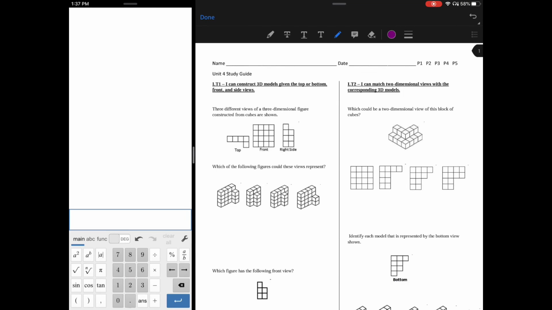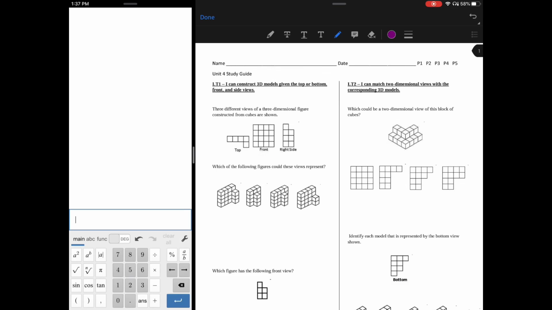In Unit 4, we looked at geometry. Our very first learning target was constructing 3D models given the different views. So if you take a look at the first problem, we'll just jump right in. We're given a top view, a front view, and a right side view.